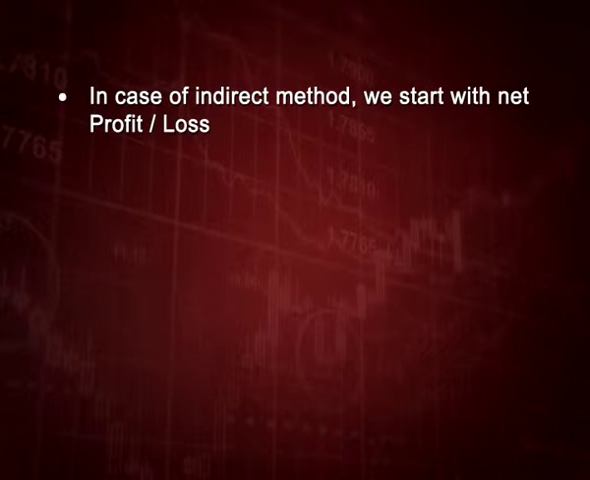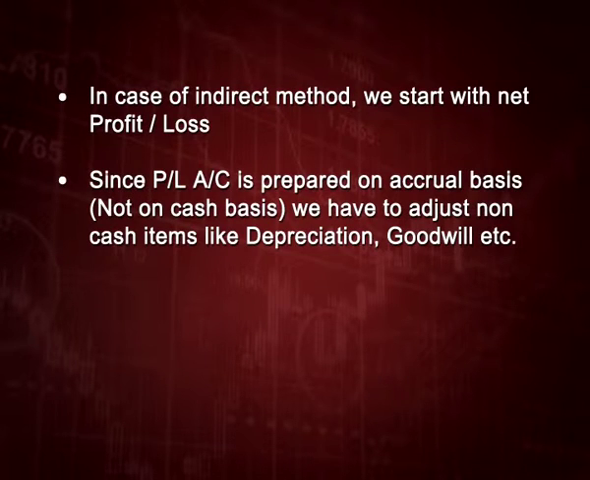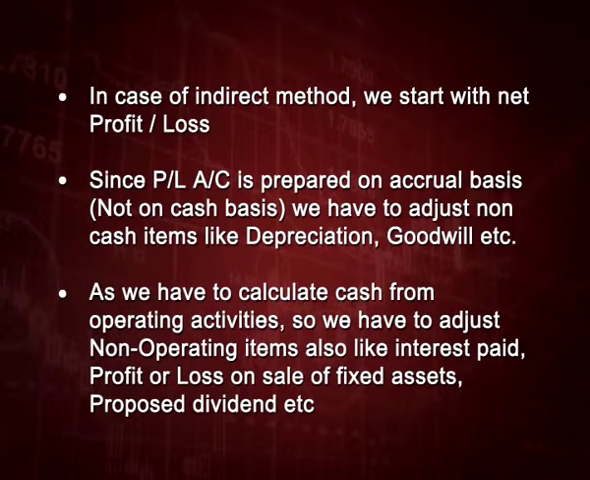Now, let us focus our discussion on some key issues relating to cash flow statement. To begin with operating activity first. In case of indirect method, we start with net profit or loss for the period. Since P&L account is prepared on accrual basis and not on cash basis, we have to adjust all non-cash items like depreciation, goodwill, etc. written off. As we have to calculate cash from operating activity, so we have also to adjust non-operating items like interest paid, profit or loss on sale of fixed asset, proposed dividend, etc.